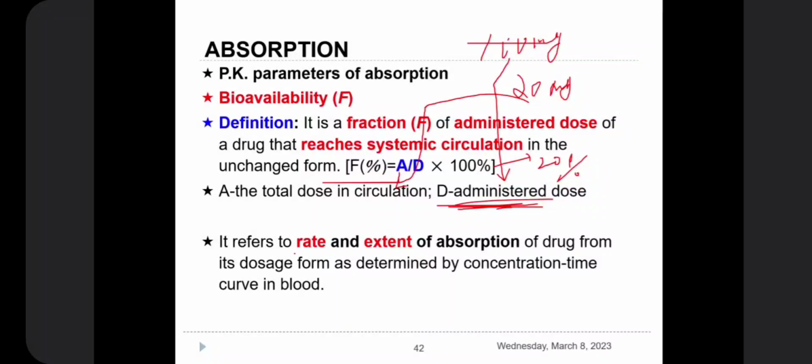Bioavailability refers to the rate and extent of absorption of drug from dose form as determined by the concentration-time curve in the blood. If we can see it has a good bioavailability, it means it has very rapid absorption and a large absorption. So we use different parameters to describe the rate and the extent.